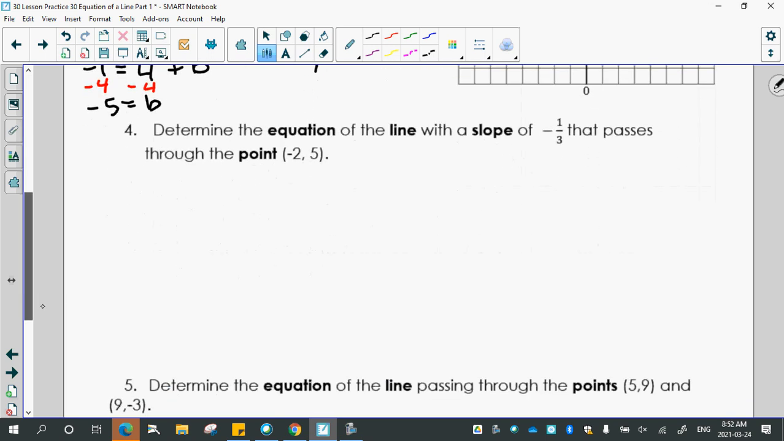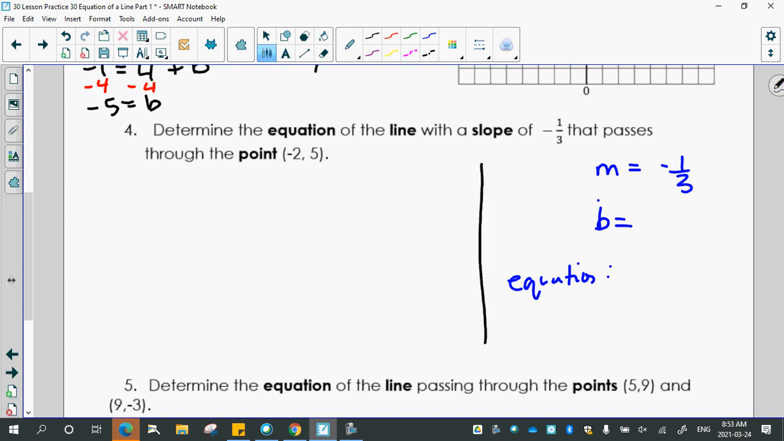All right, determine the equation of the line with a slope of -1/3 that passes through the point (-2, 5). Okay, so m equals, b equals, equation. All right, so the question gives me m. Is everybody good with that? But it doesn't directly give me b, so this clue must be helping me get b, right?